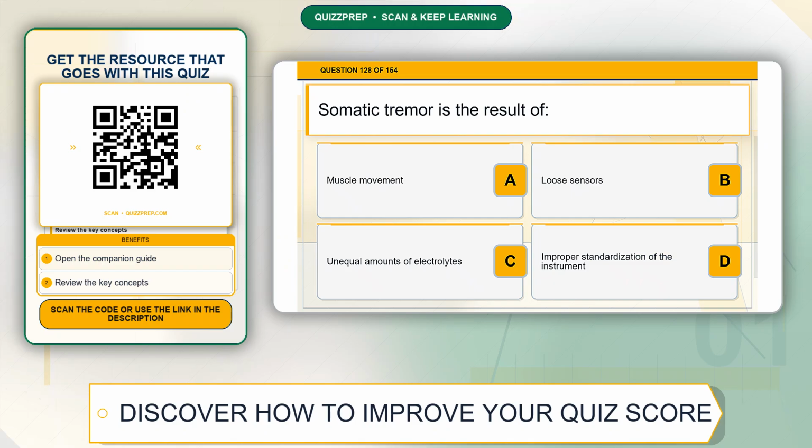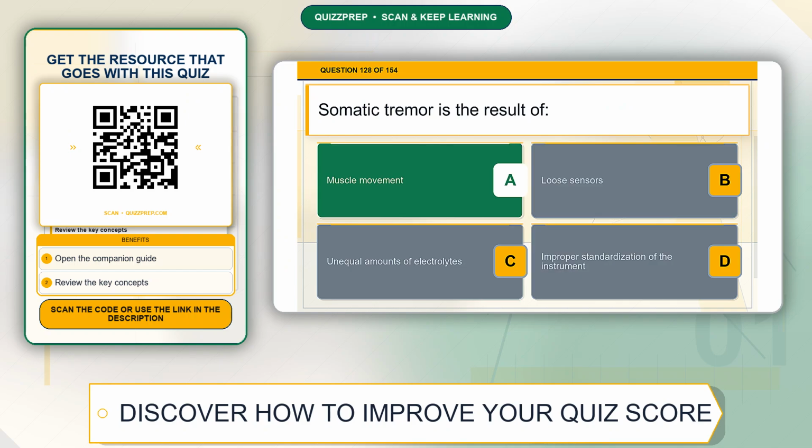Question 128. Somatic tremor is the result of option A, muscle movement. Option B, loose sensors. Option C, unequal amounts of electrolytes. Option D, improper standardization of the instrument. The correct answer is option A, muscle movement.